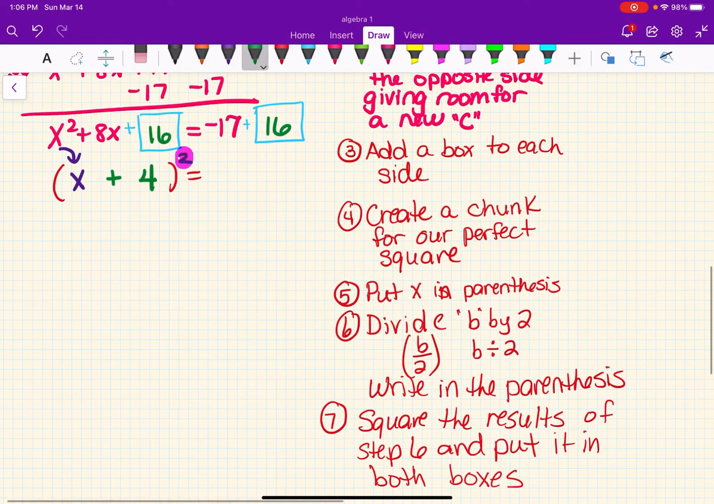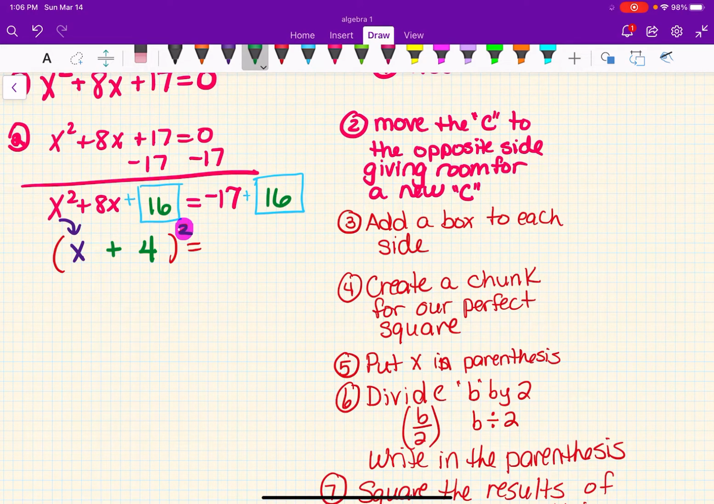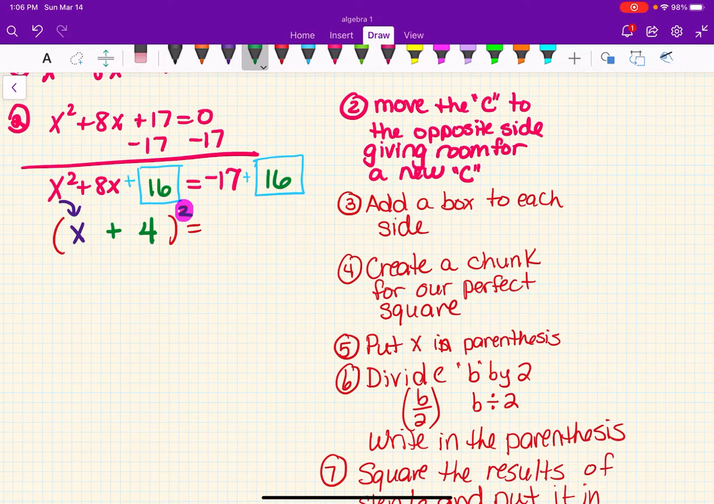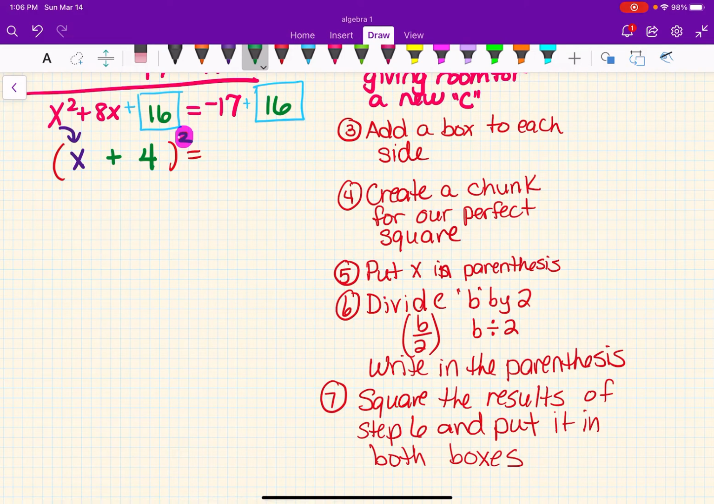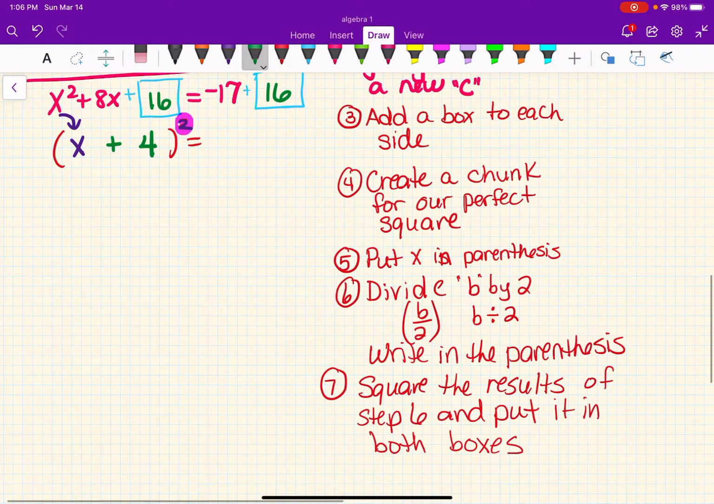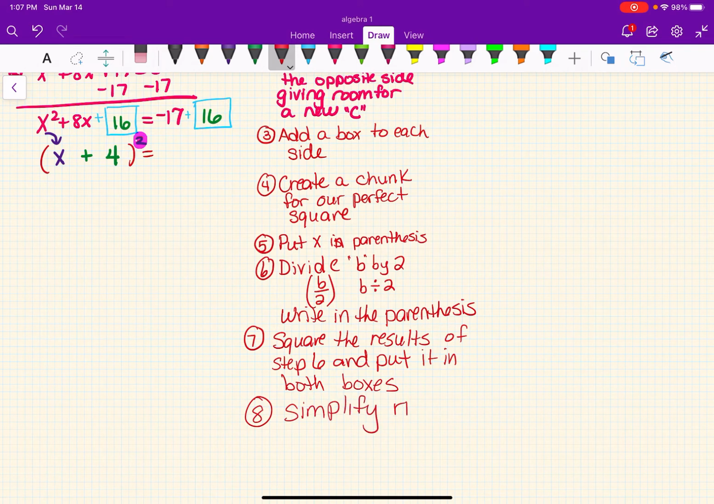Darn it, I should have made this positive 17 because this is not going to work. Okay, well, we'll just follow this one through and we'll do the next one that'll work nicely. Okay? Now what you do is you simplify the right side. So it's negative 17 plus 16. And I'm going to have to bring that down really far because I'm running out of room. So negative 17 plus 16 is negative 1.